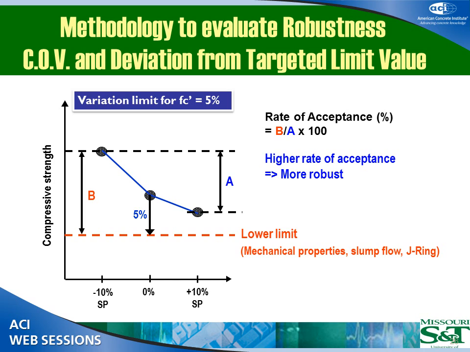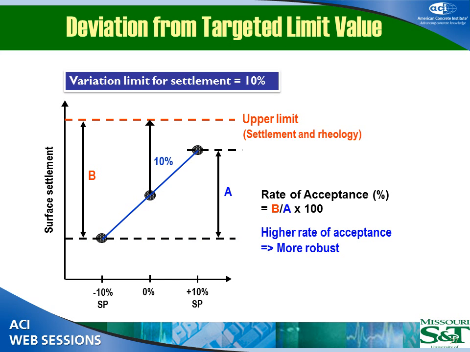So we'd like to know what the acceptance rate is for the variability of superplasticizer vis-a-vis the lowest limit, and if the acceptance rate is 100%, that means if I reduce my super by 10% or increase it by 10%, within that range all my SCC mixtures meet that characteristic. Acceptance rate is 100%. So I'll show you an example. This is an acceptance rate for a settlement, so we have a maximum value instead of a minimum value. And then here we had maximum values for our rheology.